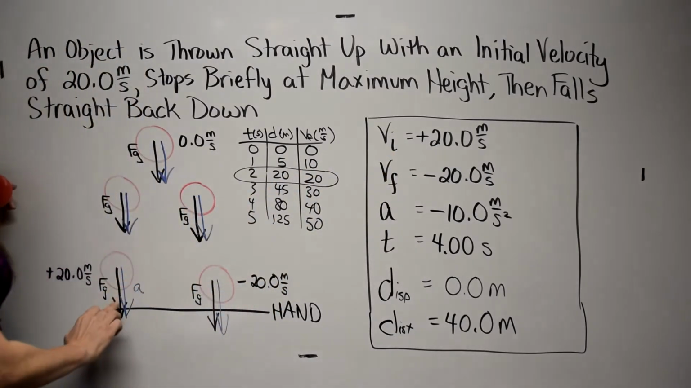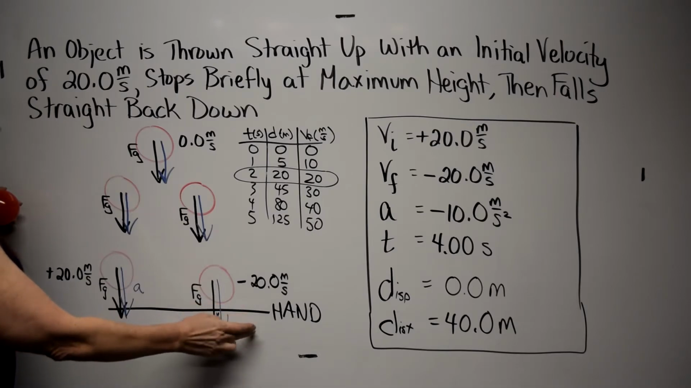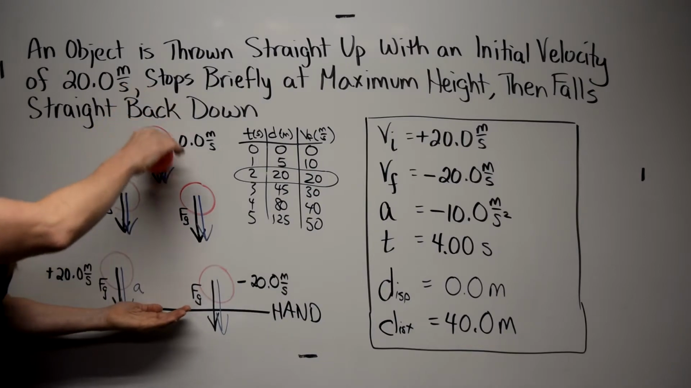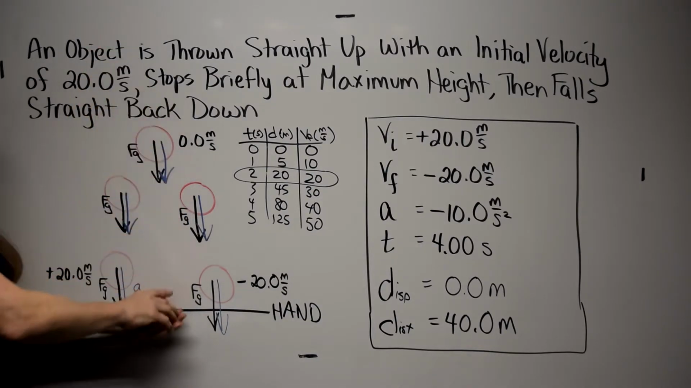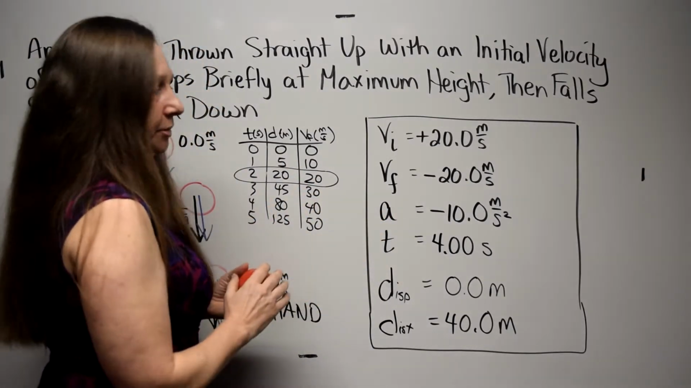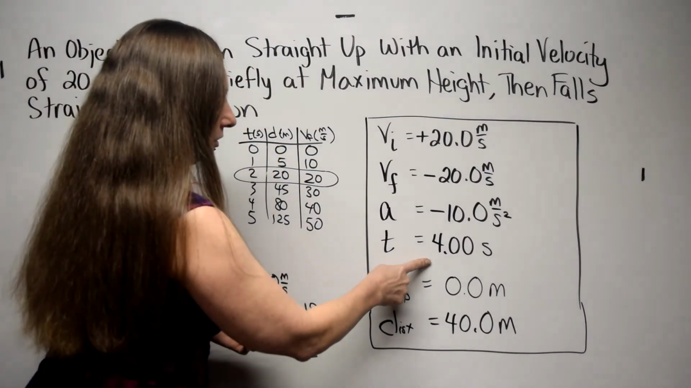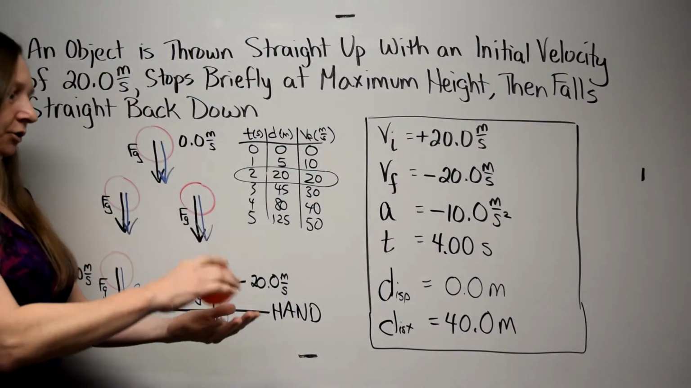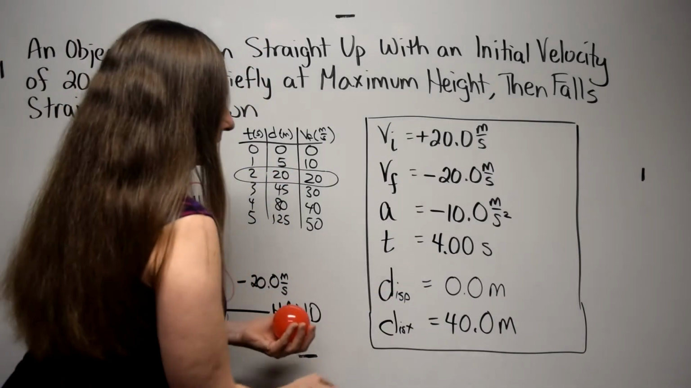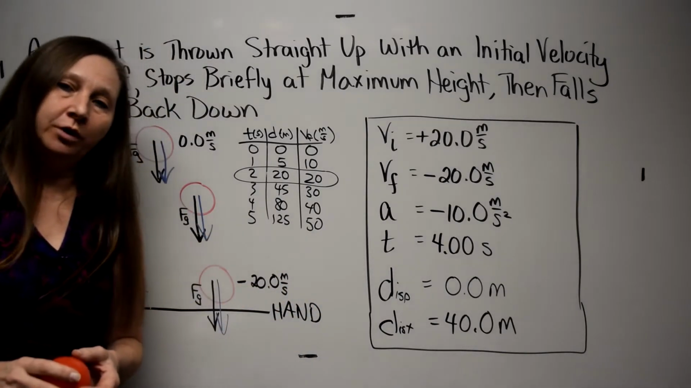So if the initial velocity here is positive 20, we want to think what happens when we get to the final velocity of negative 20. We'll go from here, up, back down, back to the same spot. The acceleration, 10 meters per second squared, does not change. The total time up and down, 4 seconds. The displacement, well, start to end, same place, is 0. The distance covered is 20 plus 20, which is 40 meters.